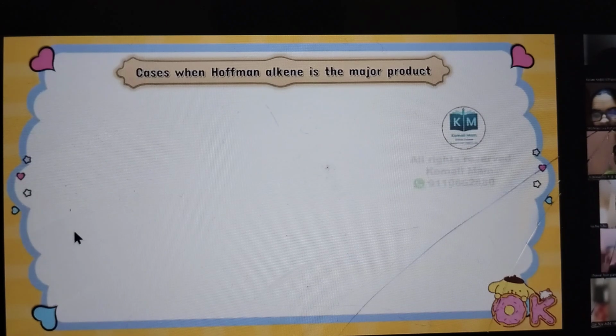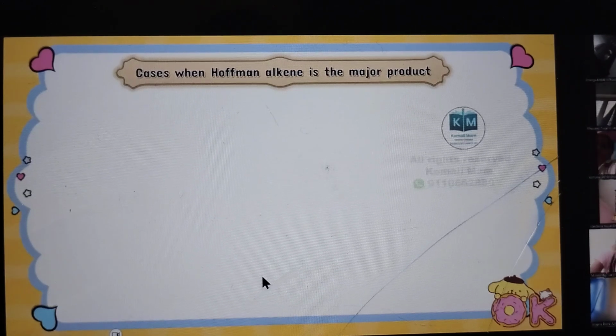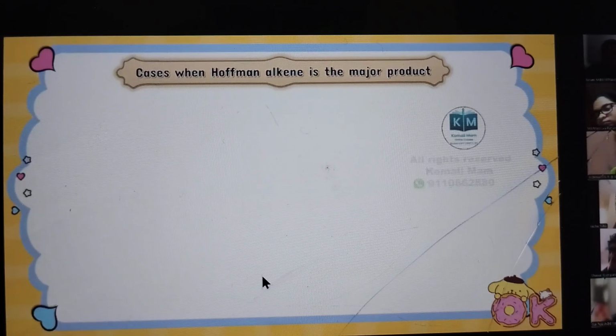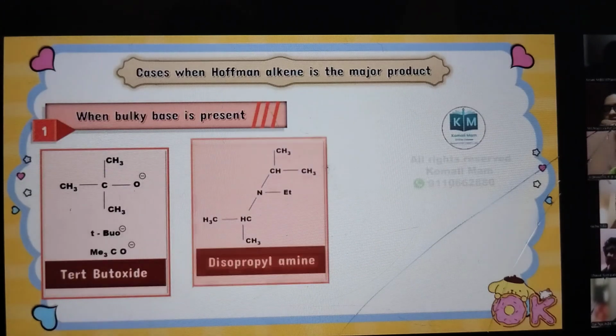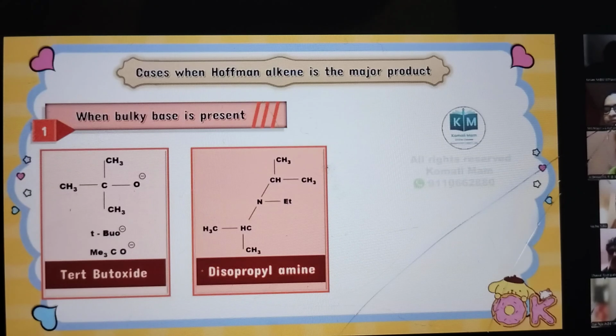Put the heading: cases when Hofmann alkene is a major product. Till now what have you learned? Everybody, Saytzeff's product is a major product, you have learned. Am I right? Now, you are going to learn when Hofmann product is a major product. These are the conditions when you see these things on the arrow.